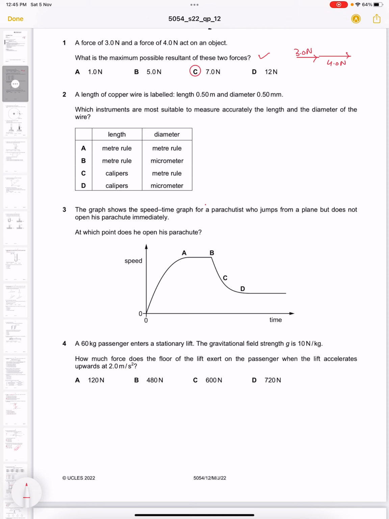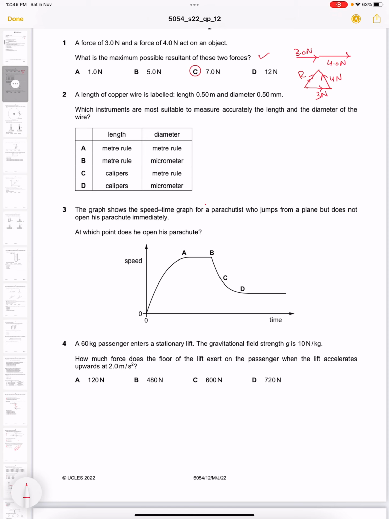There is another case: if these forces are making a triangle, with the two forces joined head to tail like this. This is 3 Newton and this one is 4 Newton. Then this third line will be the resultant. But in this case, the resultant can never be even equal to 7 Newton. So the greatest possible or maximum possible resultant is 7 Newton.